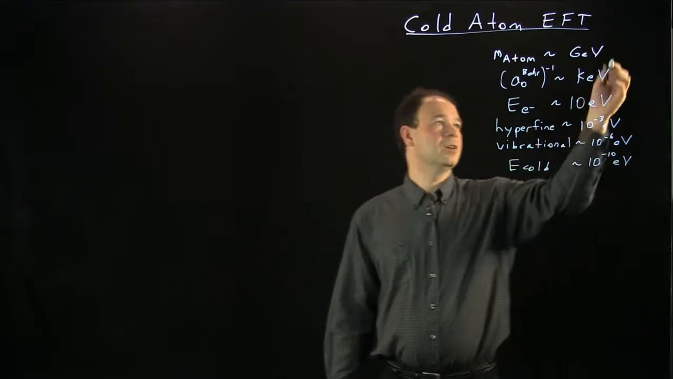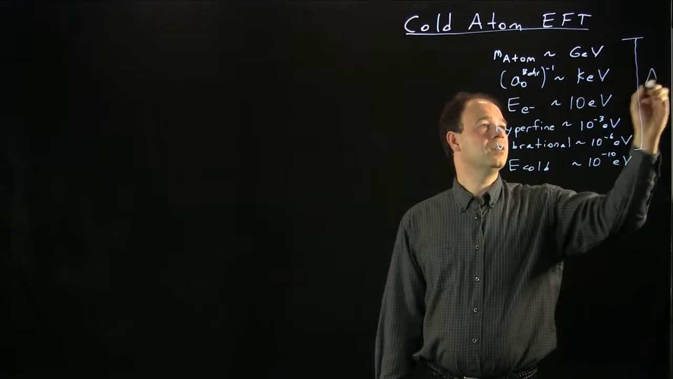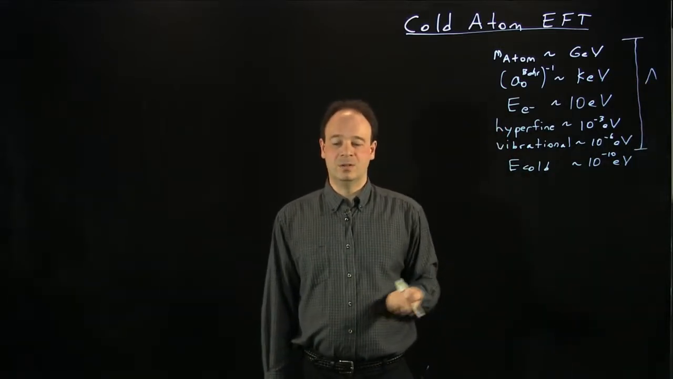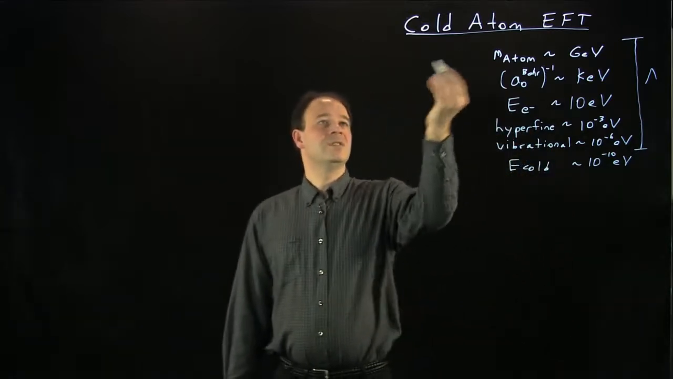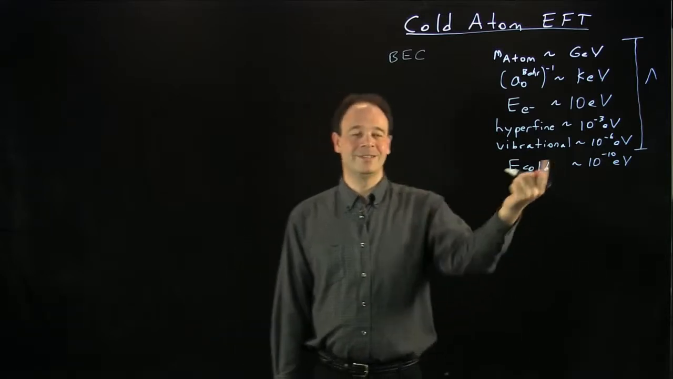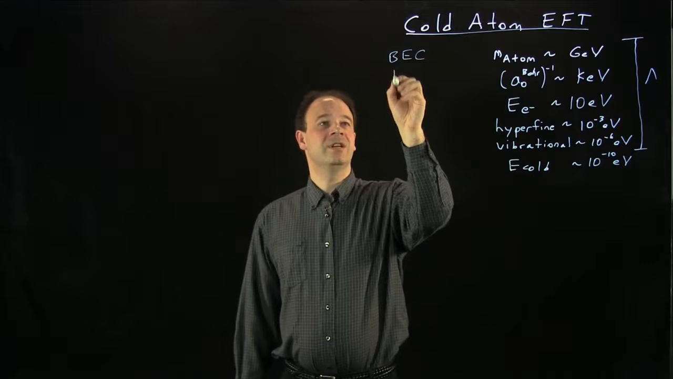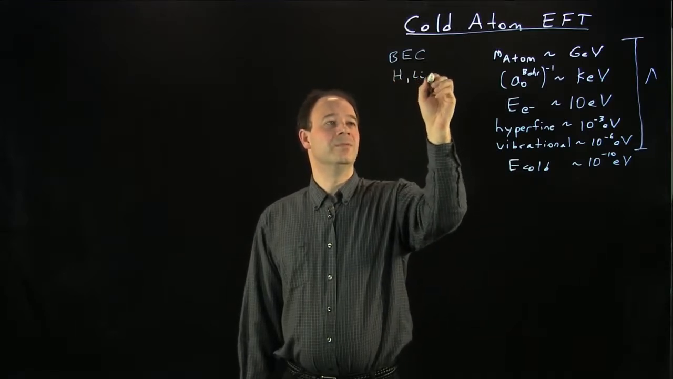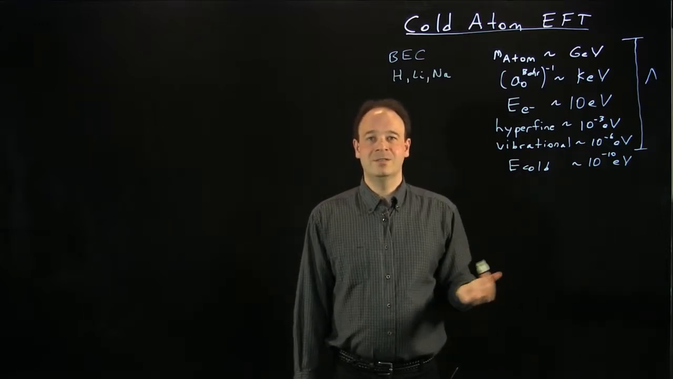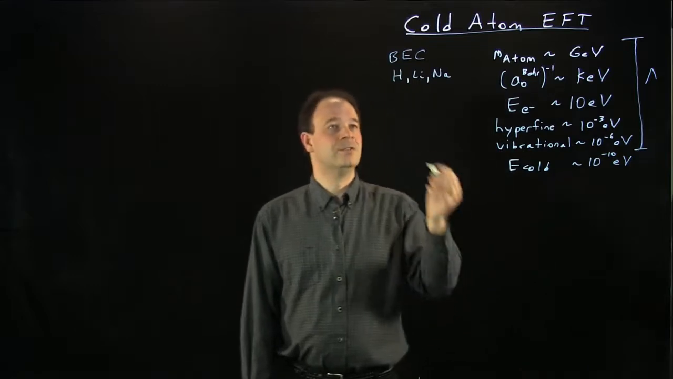And all these scales above are integrated out. So if you like, these are our lambda, and we're keeping just this very low energy scale E cold. What kind of systems does this apply to? Well, you might be interested in studying Bose-Einstein condensates at 10 to the minus 10 electron volts, very cold system. You might be interested in studying other atoms like helium or lithium or sodium. So they don't have to be bosons, they could be fermions, and what we'll talk about here will apply equally well to bosons and fermions.